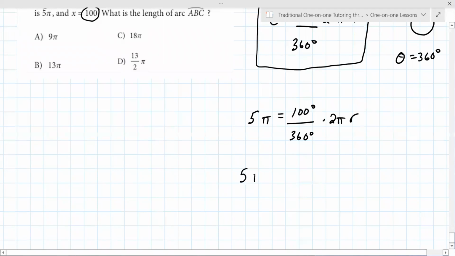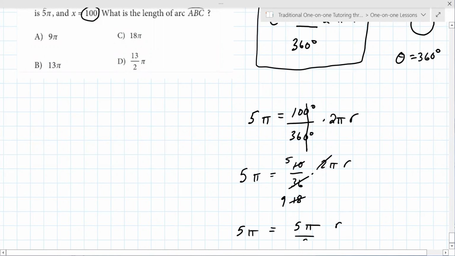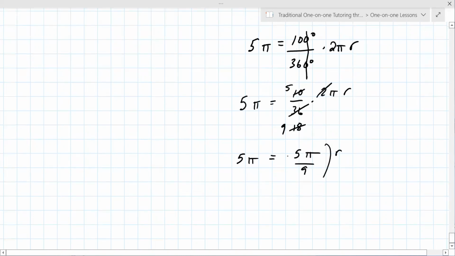So on the right, you can cancel out the zeros. You get 5 over 18. And then, well, let me just write it down. This 2 goes with that one, that's 18. And then you get 5 and 9. So you have 5 pi equals 5 pi r over 9. And then you solve for r by multiplying both sides by the reciprocal, 9 over 5 pi. The 5 pi's cancel, and your radius is 9.